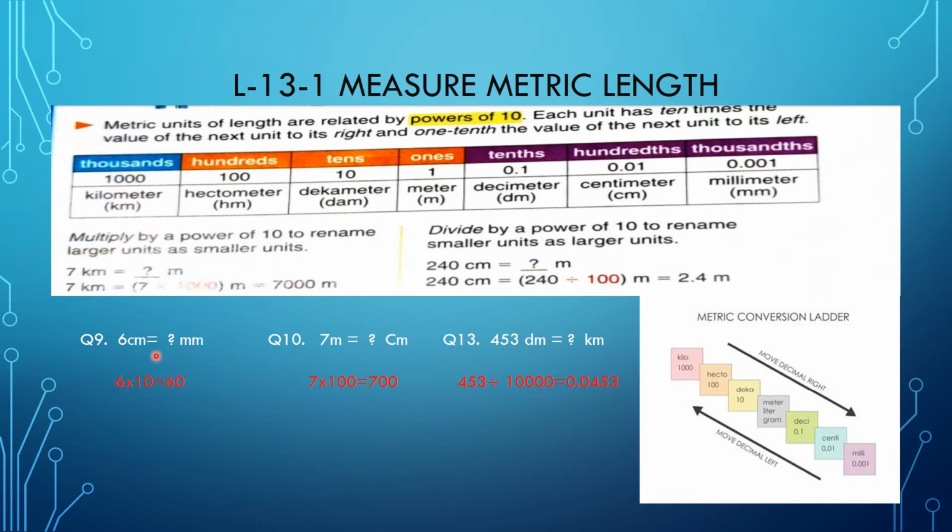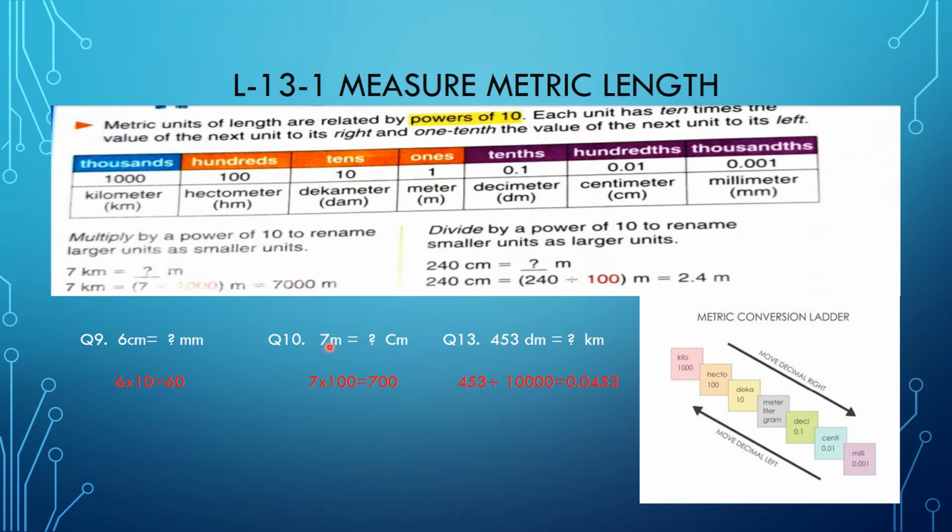You can check in these questions also. 6 centimeter, and you want to convert into millimeter. Where is the centimeter? Here. And where is the millimeter? Here. Then just one step down. If you go one step down, move to the right. You can see 6 and 1 more 0. What is the answer? 60. This way is your book method, multiplied by 10.